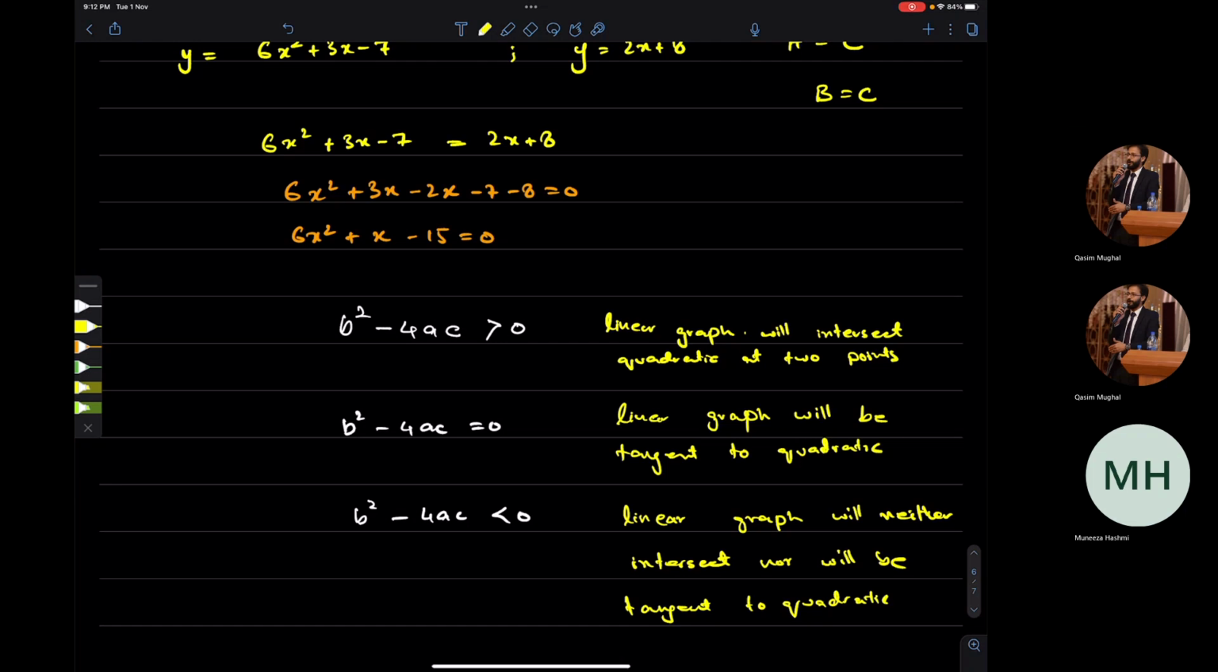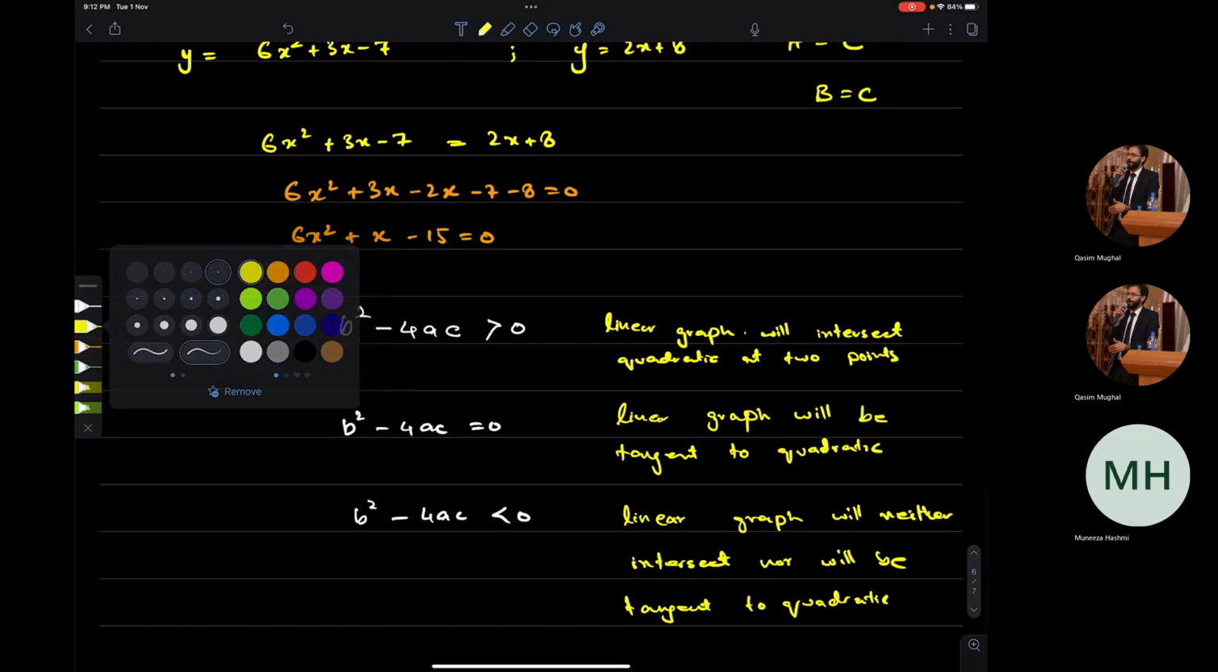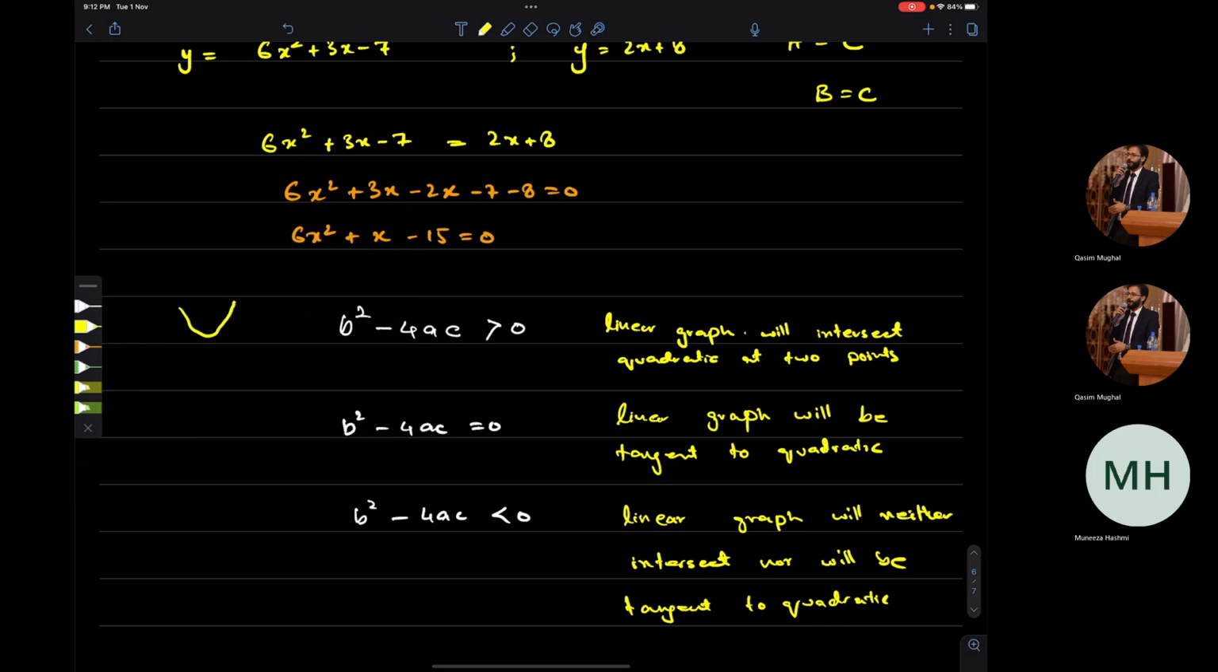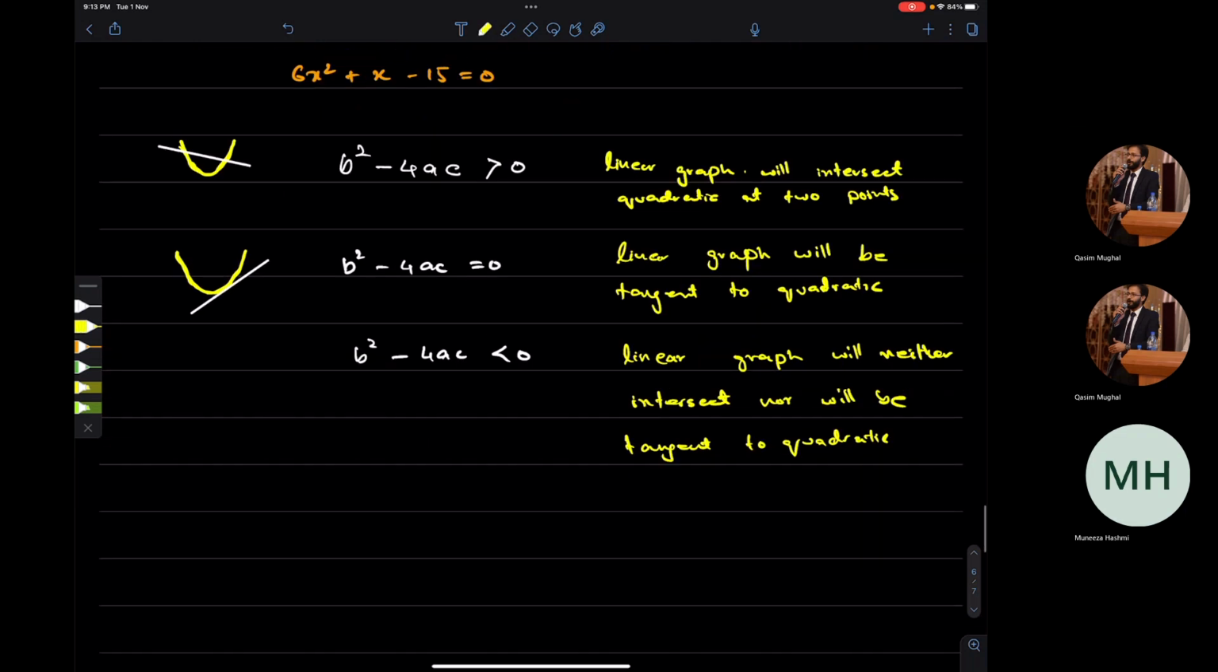Let me show you the graphs of these, the rough idea. For example, that's the quadratic, and this is how the linear is going to be. So it will be cutting the quadratic at 2 points. In the case of the second example, if that's the quadratic, the graph will be just touching the quadratic, like a tangent. In the example of the last one, if that's the quadratic, the graph won't be intersecting or touching the quadratic graph.